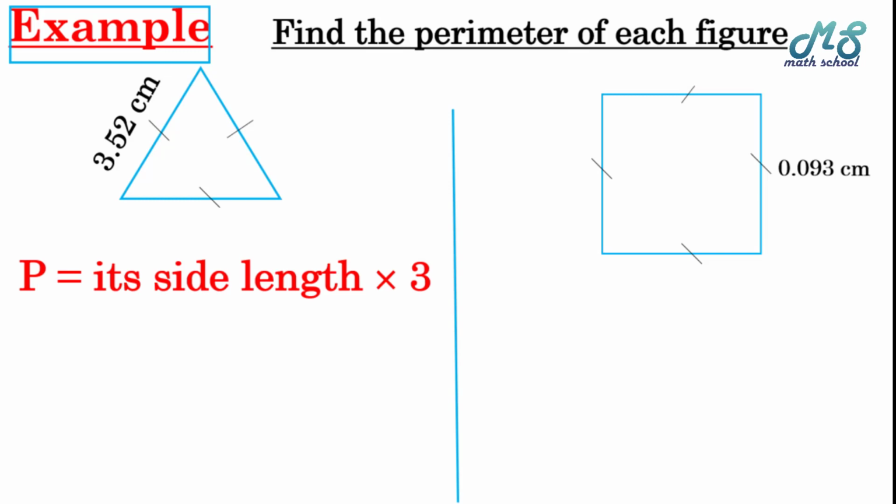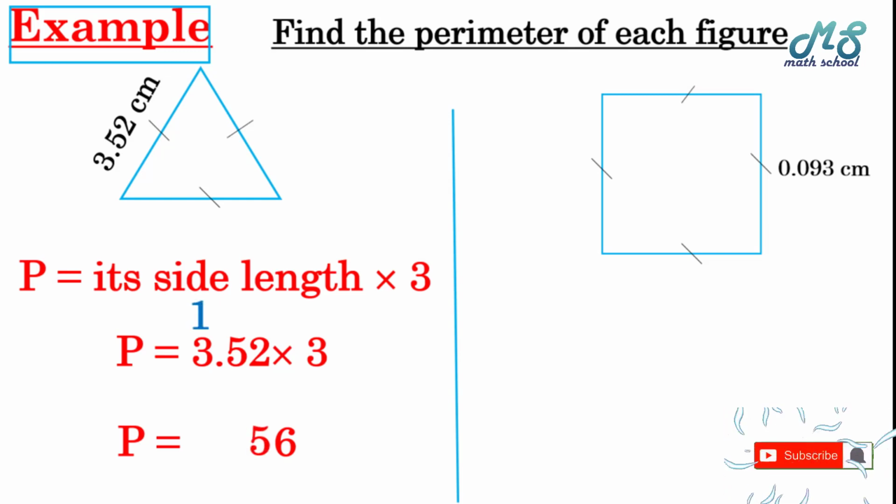Now guys, its side length equals what? 3.52 times 3. Just ignore the decimal point. It will be 3 times 2 equals 6. 3 times 5 equals 15. Write 5 and keep 1. 3 times 3 equals 9 plus 1 equals 10. Now the perimeter equals 10.56 centimeter.